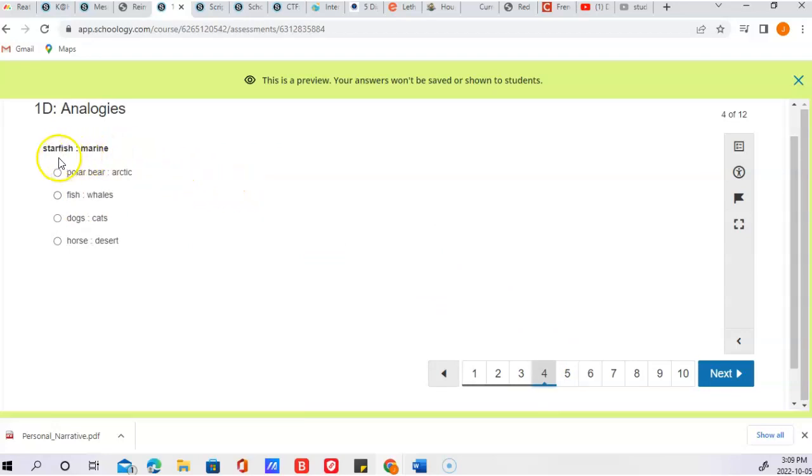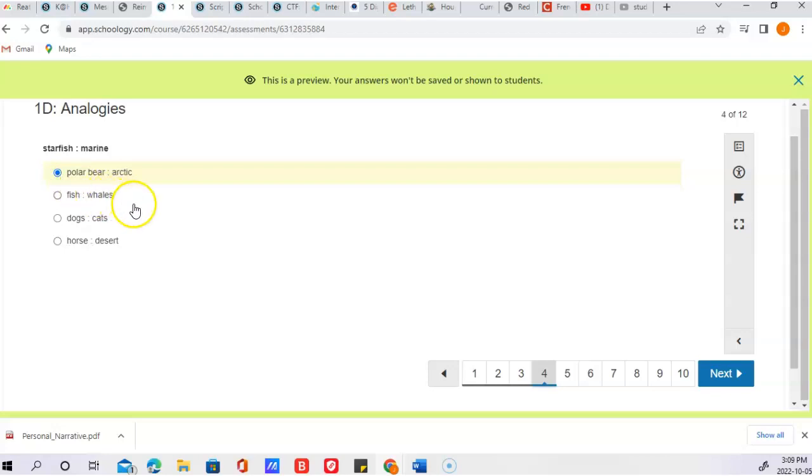Here's one we didn't do. Starfish is to marine. So think about a sentence we could use with those two words. We could say a starfish is a marine animal. Then could we say a polar bear is an Arctic animal? That one works, so we could mark that one.